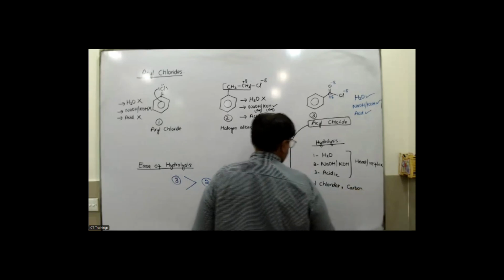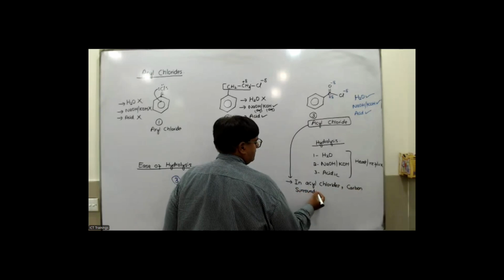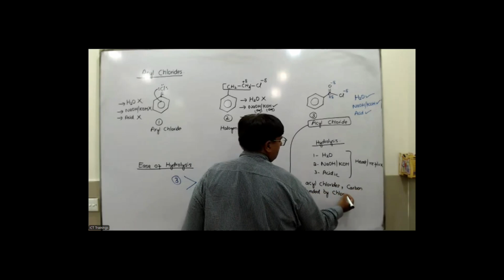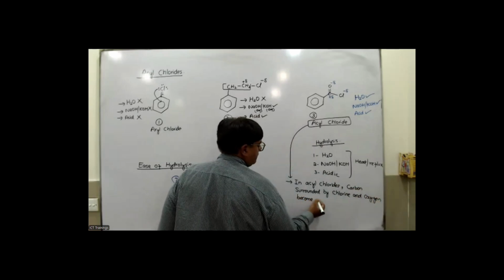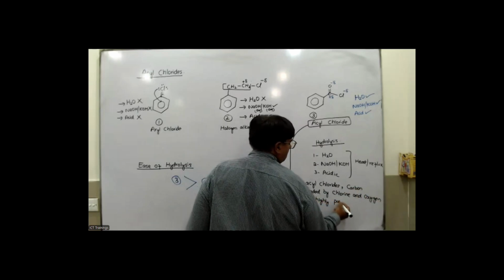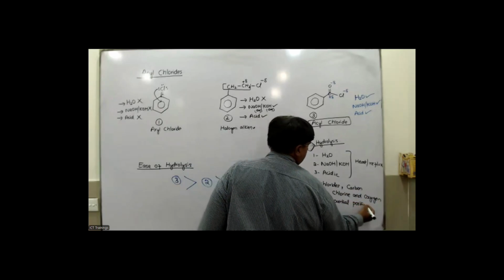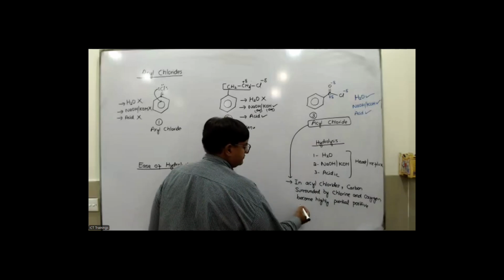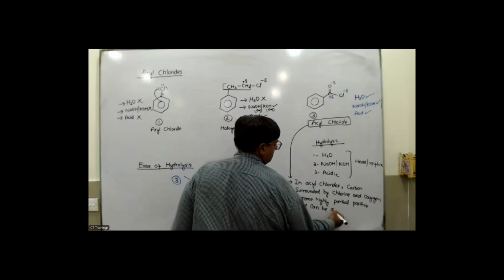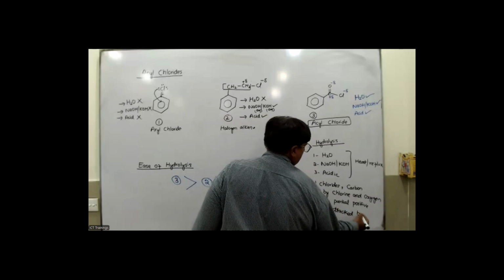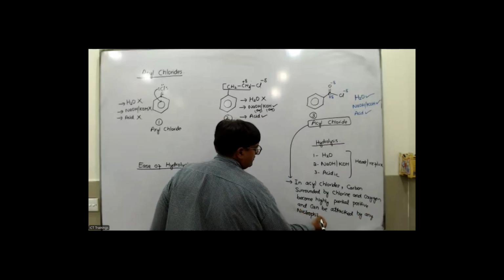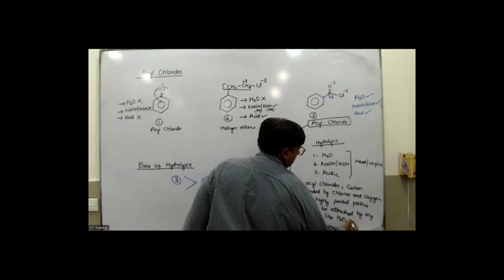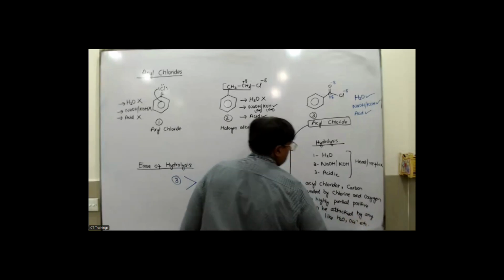the carbon surrounded by chlorine and oxygen becomes highly partial positive and can be attacked by any nucleophile like water, OH minus, etc.